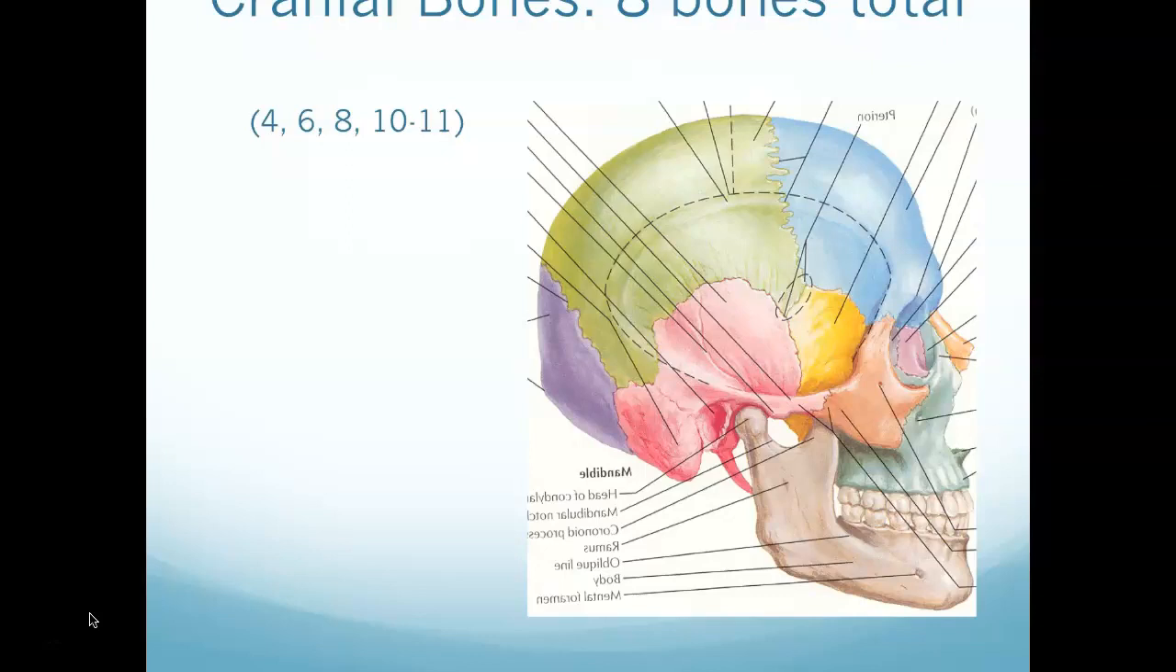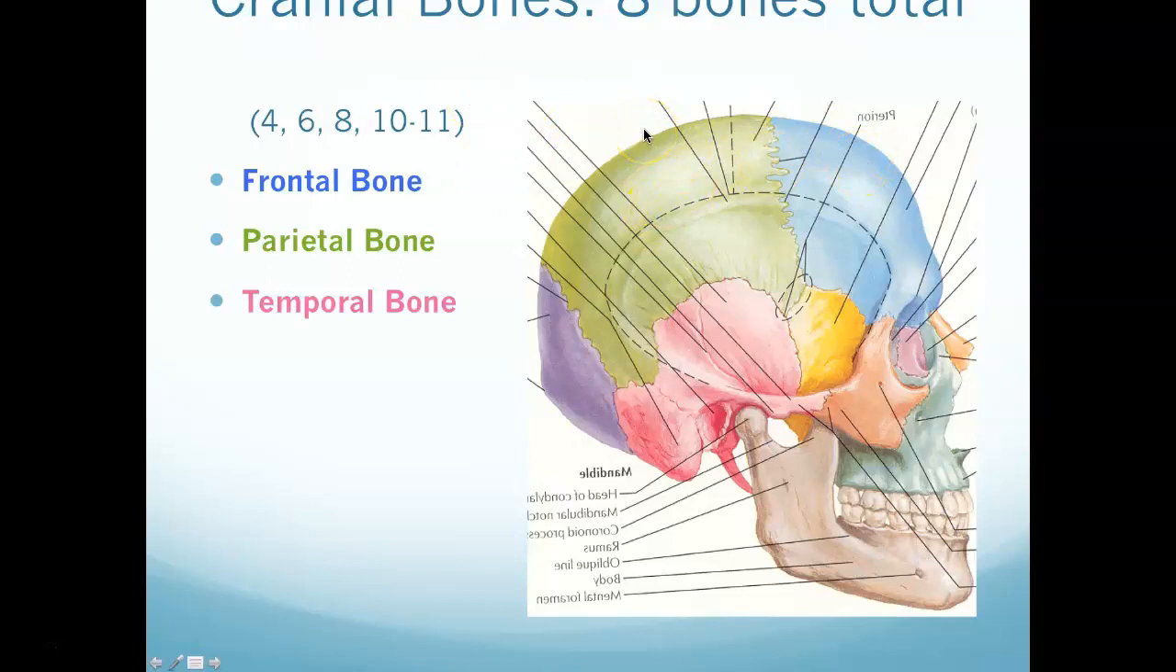There are going to be 8 bones total, and throughout my lecture you're going to see these numbers in parentheses. Don't worry about those, they just correspond to a Netter text where I got these images from. So just to summarize, we have our frontal bone, our parietal bone, which you see all of these are color coordinated, so you would see that in the green. Our temporal bone, which would be in the pink over here on the lateral sides of the skull, and the sphenoid bone.